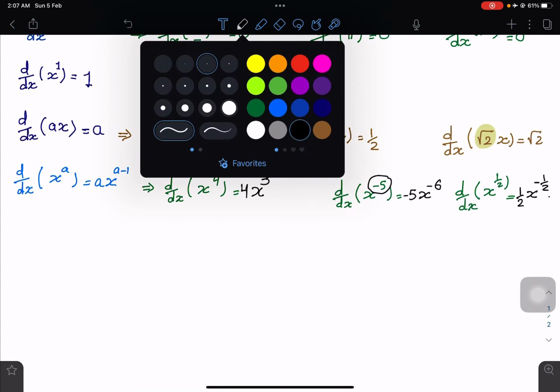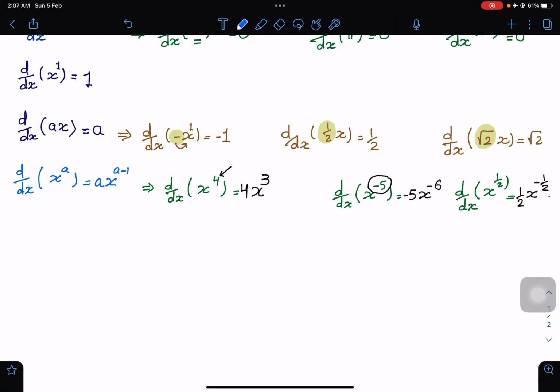Another rule. If you have d over dx of n x power a, what is the meaning of that? A number beside the x, and the x has a power. The rule said what? Drop the power with a multiply, then make it power minus 1. So n times a, x power, make it a minus 1.